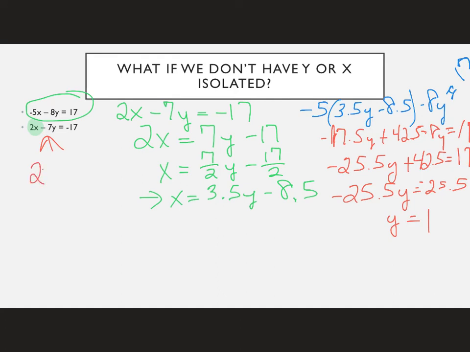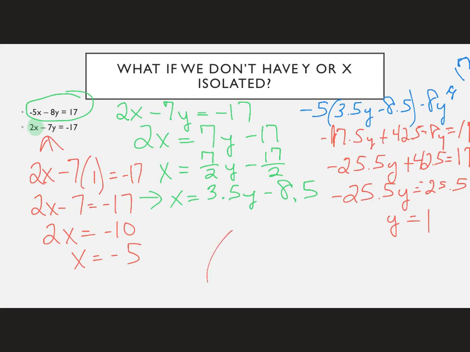So now I have 2x minus 7 times 1 equals negative 17. So 2x minus 7 equals negative 17. I'm going to add 7 to both sides. 2x equals negative 10. So x equals negative 5, which is my ordered pair, which is always x then y, negative 5, 1. Okay, good luck doing your assignments.